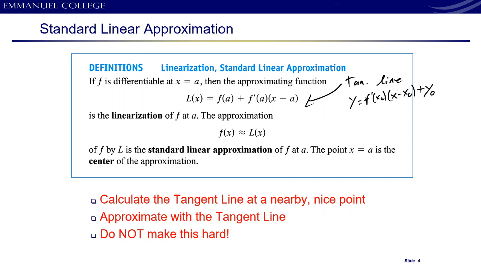To reemphasize, don't make it hard. Pick nice points. If you're dealing with trig functions, don't pick something like 0.23. Pick pi over 4, pick pi over 2, pick stuff like that. That's going to be very close, and not only very close, but give you good values.